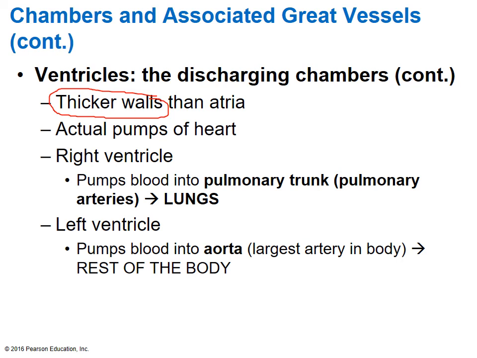The left ventricle will take the blood and pump it out of the heart through the aorta, which is the largest artery we have in the body, and its goal is to allow that blood to circulate throughout the rest of the body, hence we call it systemic circulation.